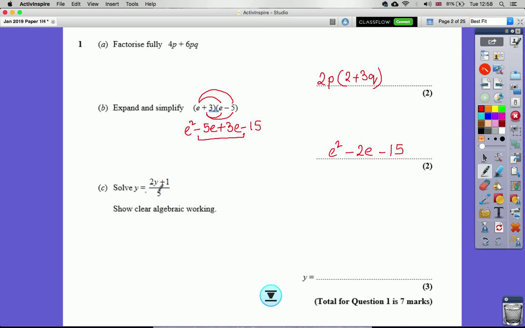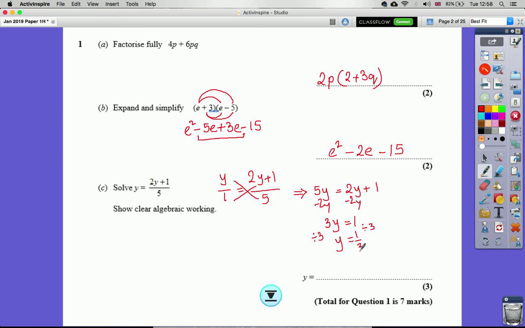In this question, y, you can write a denominator of 1 under the y, and then you write 2y plus 1 over 5. Then you do cross multiplication. So you get 5y is equal to 2y plus 1. Subtract 2y from both sides. So 3y is equal to 1. Divide both sides by 3. And you get y is 1 over 3.